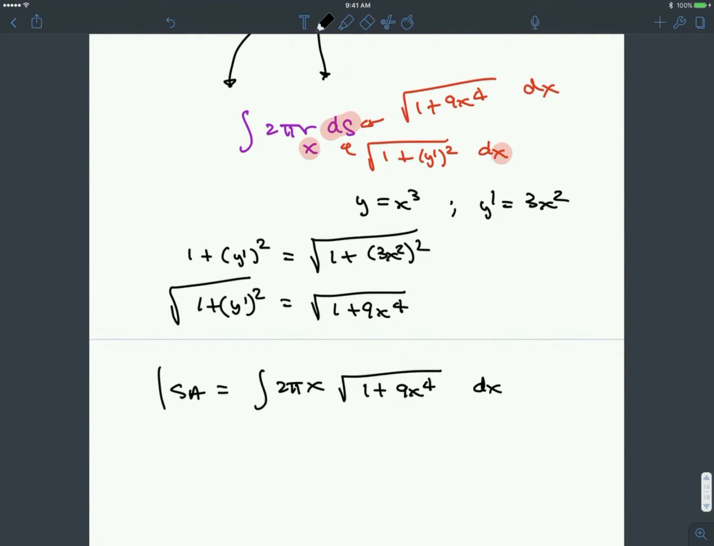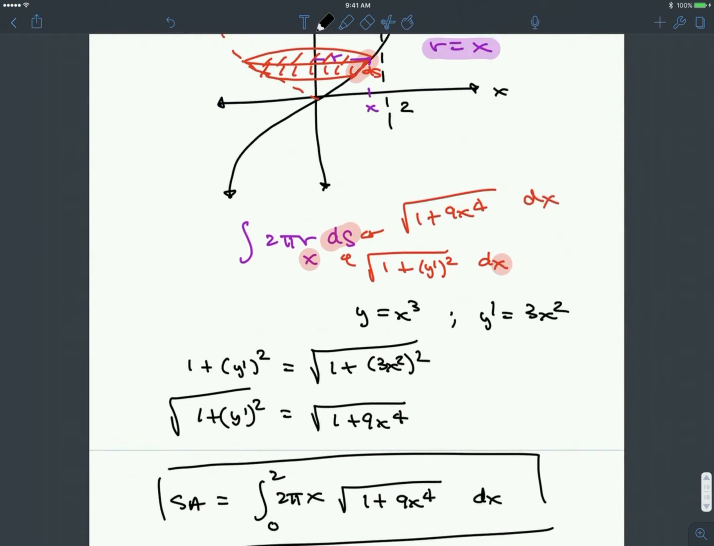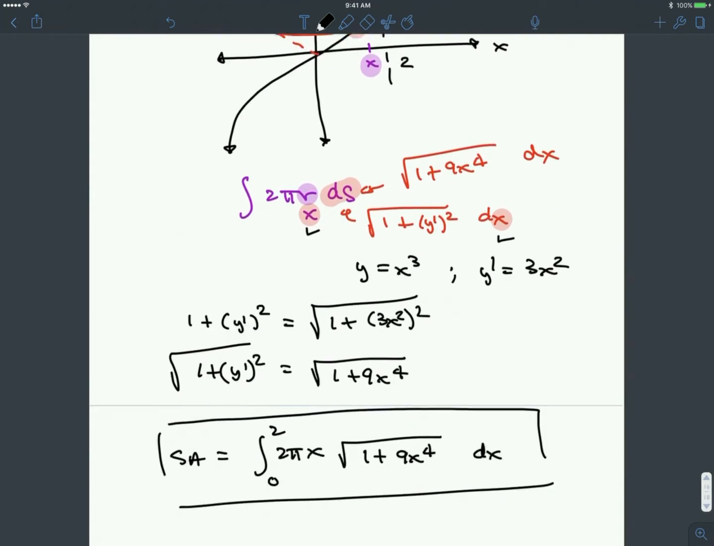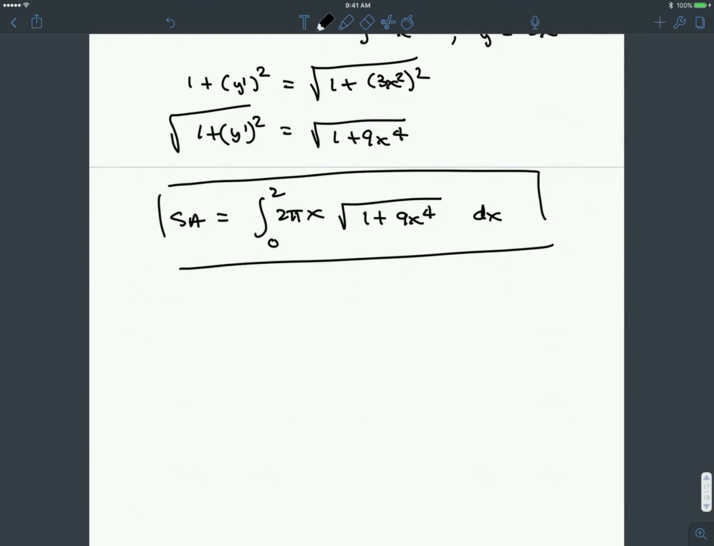So what happens at times is students get confused, or I should say, they pretty much overlook what's going on here. Rotating about the y-axis means that the radius value is just x. That x goes here, and we leave it alone. And since I have an x variable, I need my integral to be over dx. So now everything's fine, and this is my surface area if we revolve about the y-axis.